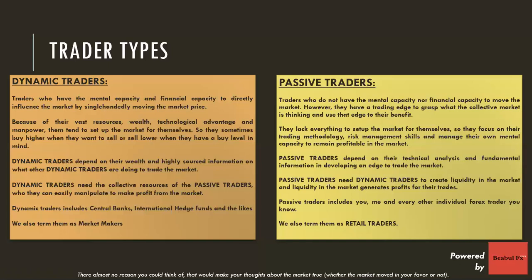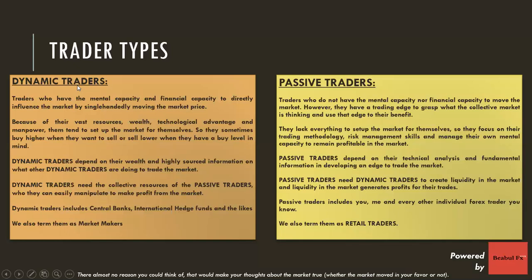They use information like the entire market outlook to know what all the retail traders are doing and what their fellow dynamic traders are doing. Okay? They need the resources of the passive traders who they can easily manipulate to make profit from the market. I'm sure we've heard terms like liquidity gap, SL hunt, and the likes. These are the traders that are capable of making such moves, and they do so to build wealth.